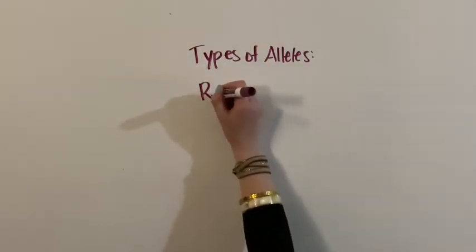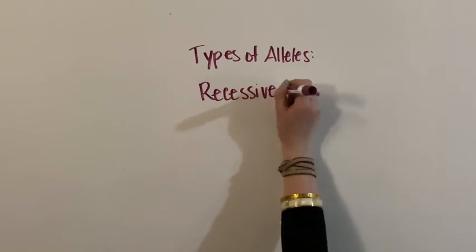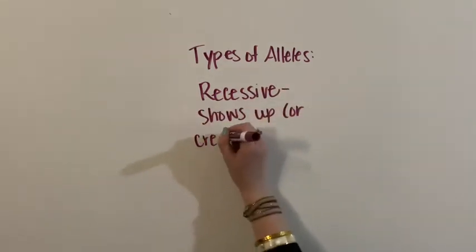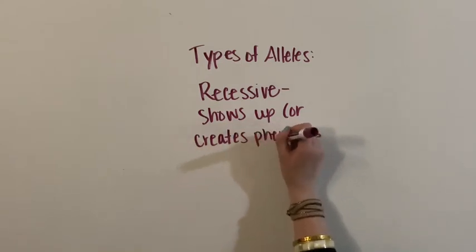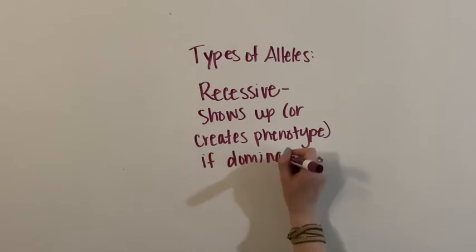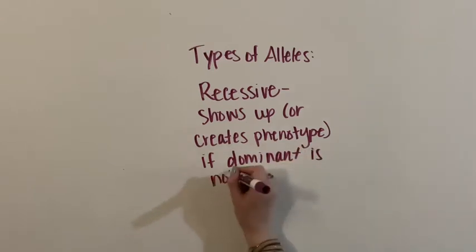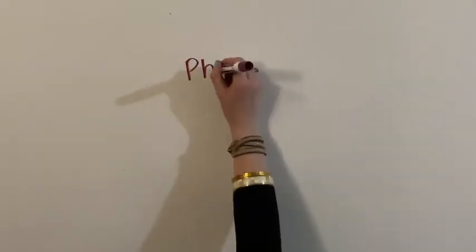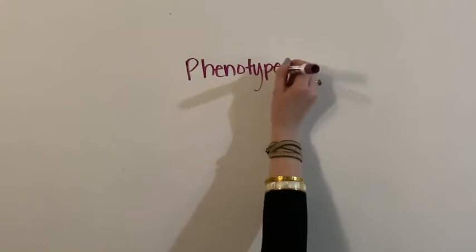The next type of allele is recessive. This creates a phenotype, which is the physical characteristic, remember, if there is no dominant allele present. If the dominant allele is present, the recessive just kind of hides back there and waits to show up in future generations. The next word we need to know for Punnett squares is phenotype.